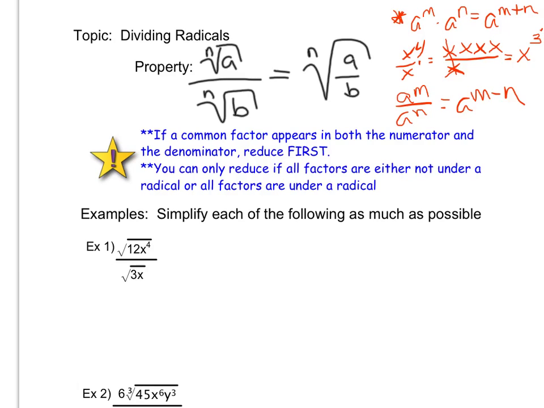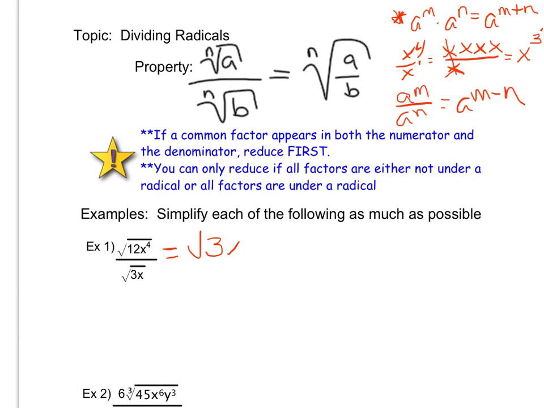So you're going to see me using that over and over again in here. Okay, so now that I've established that, coming back over here to my problem, I know that 12 and 3 can both be divided by 3, leaving me with a 4 on top and a 1 on the bottom. X to the 4th divided by x, I know that would be 4 minus 1, leaving me with x to the 3rd on top.